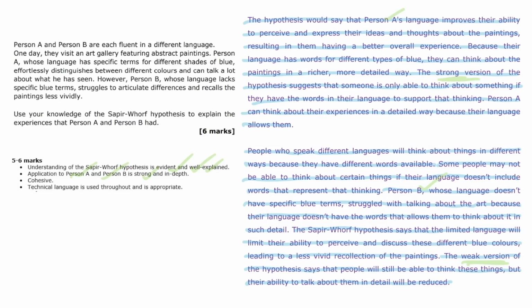The technical language used in the response is clear and concise. Phrases such as "richer, more detailed way" and "limited language will limit their ability" effectively convey the impact of language on perception and expression. Use of terms like strong version and weak version adds a level of detail to the explanation and again demonstrates a clear understanding of the Sapir-Whorf hypothesis. Overall, the answer provides a solid response to the question, showing a good understanding of the Sapir-Whorf hypothesis and its application to the scenario given. The technical language used contributes to the clarity of the explanation, and the response effectively links language to the experiences of Person A and Person B.